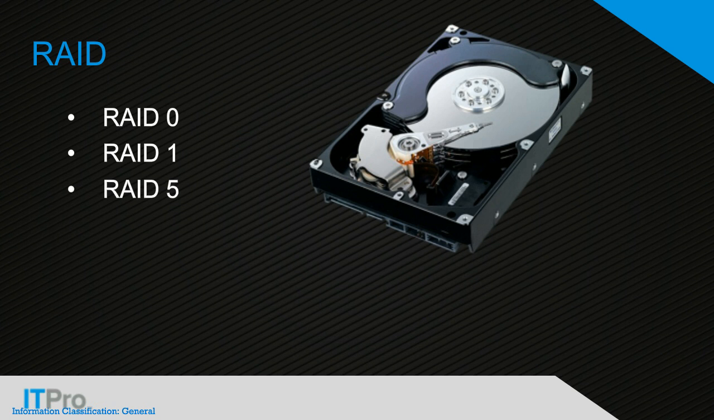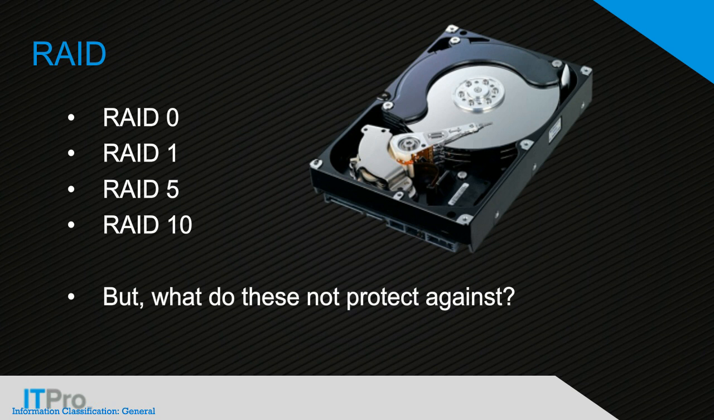That's striping with parity. With RAID 5, we can lose one disk and one disk only. There is such a thing as RAID 6 where you can lose two, but we don't talk about that here. RAID 10, again, kind of the best of striping and mirroring, so that's mirroring with a stripe. That wastes a lot of disk, but it's much faster, and if you lose one disk, you don't lose the whole thing. But what do these RAID levels not protect us against?